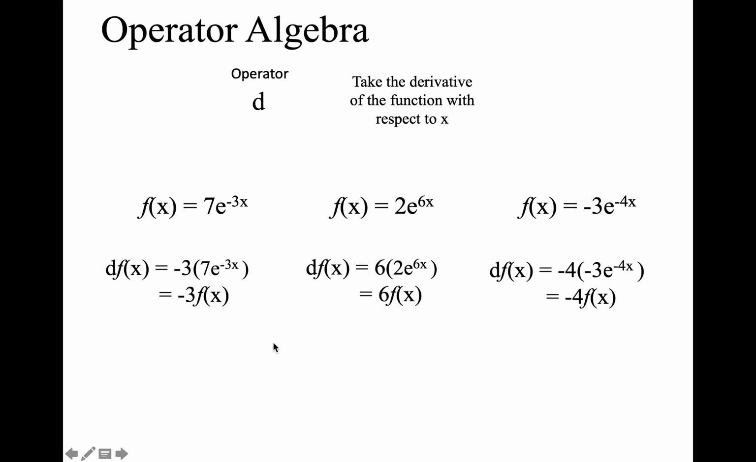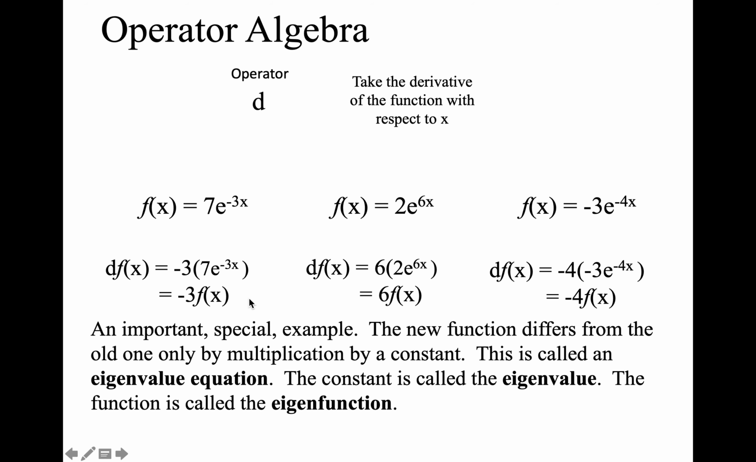And notice in each case, we have what would be an important special example. The new function that we get differs from the old one only by multiplication of a constant. This certainly doesn't happen every time we take a derivative, but it does in this case. This special case right here is leading to what's called an eigenvalue equation. Eigen for specific. The constant is called the eigenvalue, and the function itself that follows this pattern is called an eigenfunction.